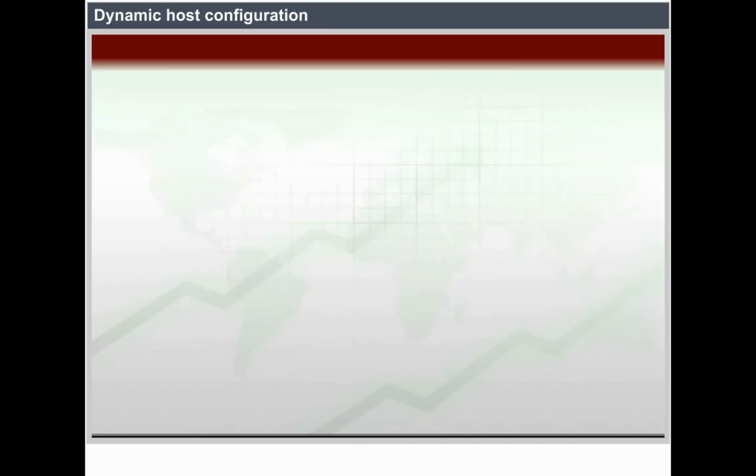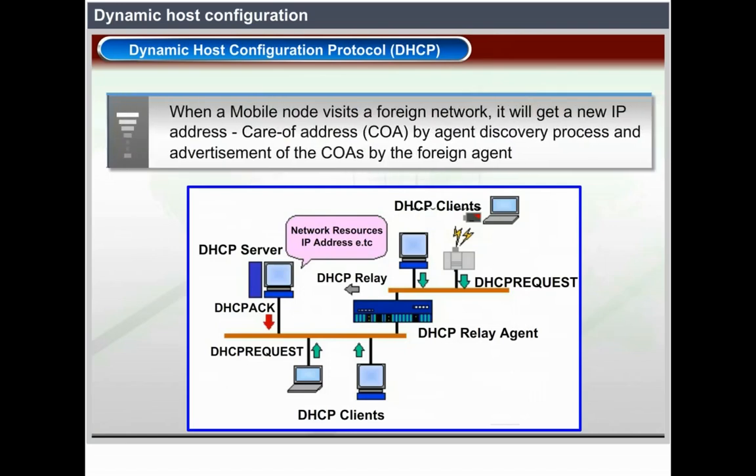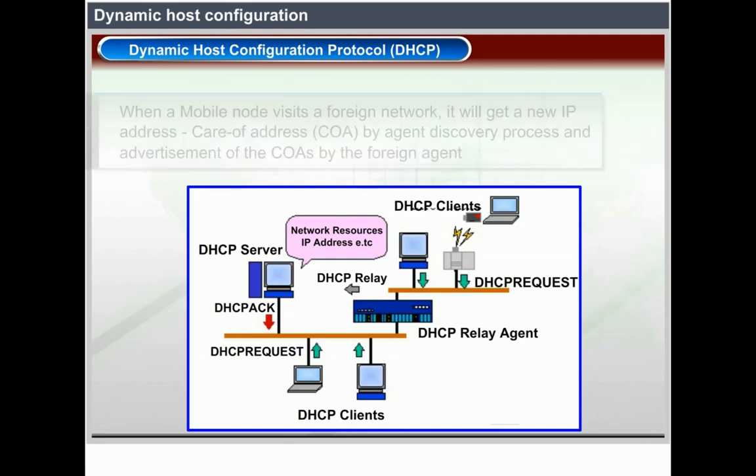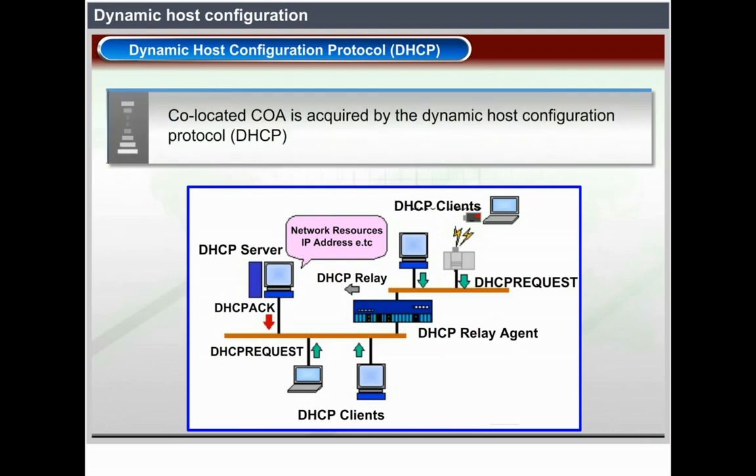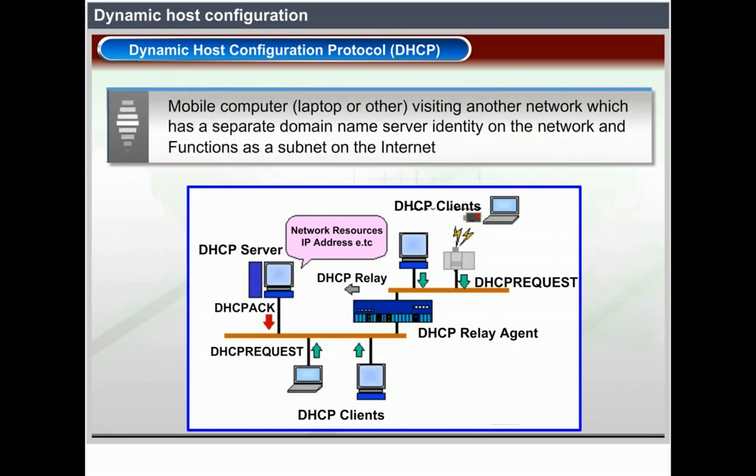Dynamic Host Configuration Protocol DHCP. When a mobile node visits a foreign network, it gets a new IP address, care of address COA, by the agent discovery process and advertisement of the COAs by the foreign agent. Co-located COA is obtained by the Dynamic Host Configuration Protocol DHCP. A mobile computer, laptop or other device visiting another network has a separate domain name server identity on the network and functions as a subnet on the internet.